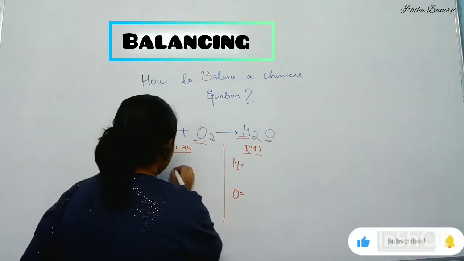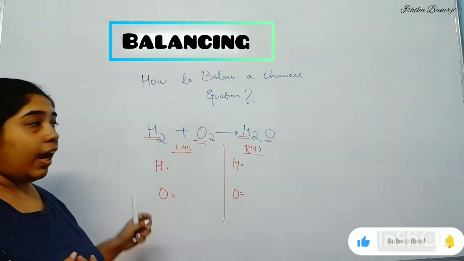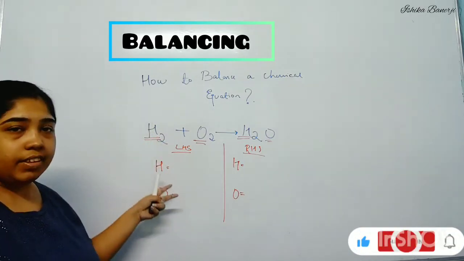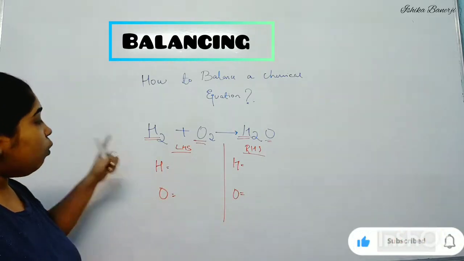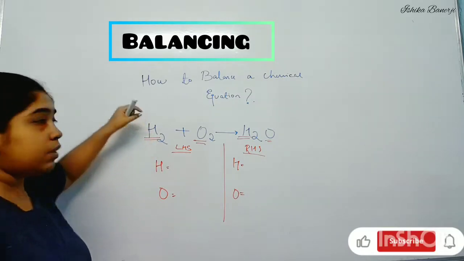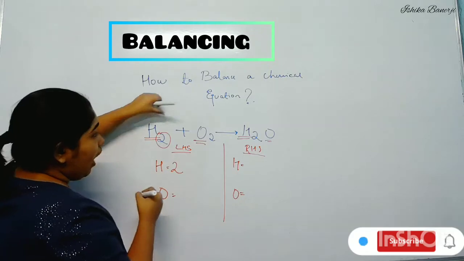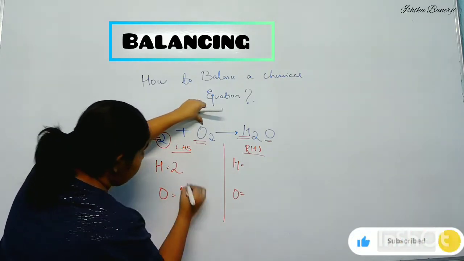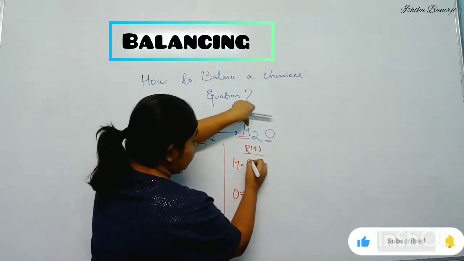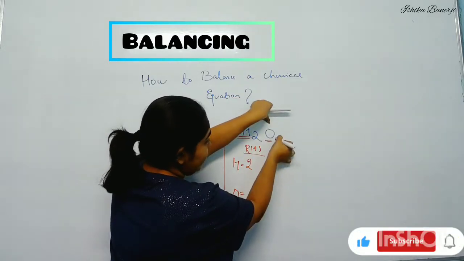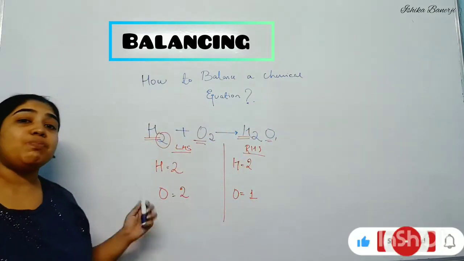So first thing is to write the left hand side and the right hand side. Second thing is to write the elements present in the left hand side and the elements present in the right hand side. Then we have to write what is the initial number of elements present. Here we can see H is given as 2. So H is 2. And O is also given as 2. So O is 2. Now come to right hand side. In right hand side we can see H is 2. But O is nothing is there, that means it's 1. So O is 1. So now you have to see whether the equation is balanced or not.